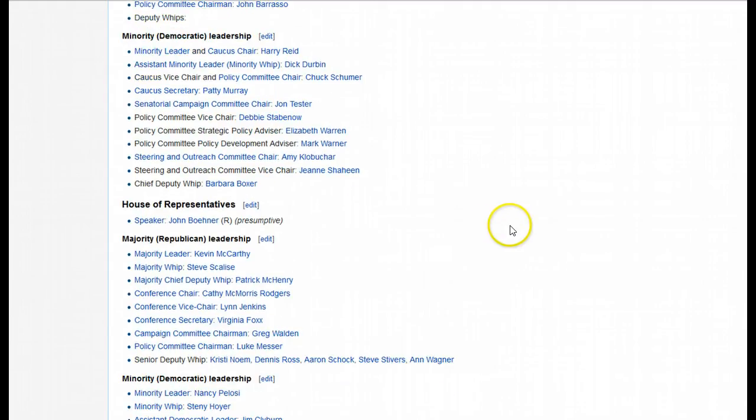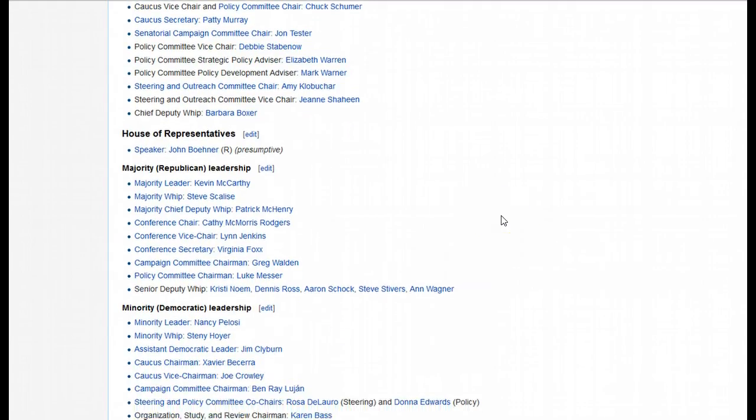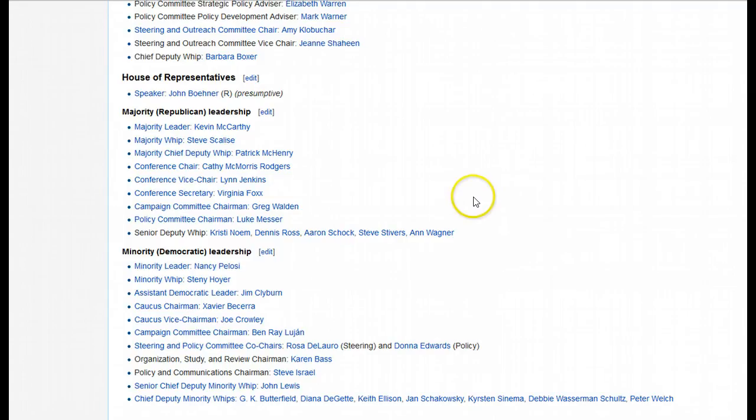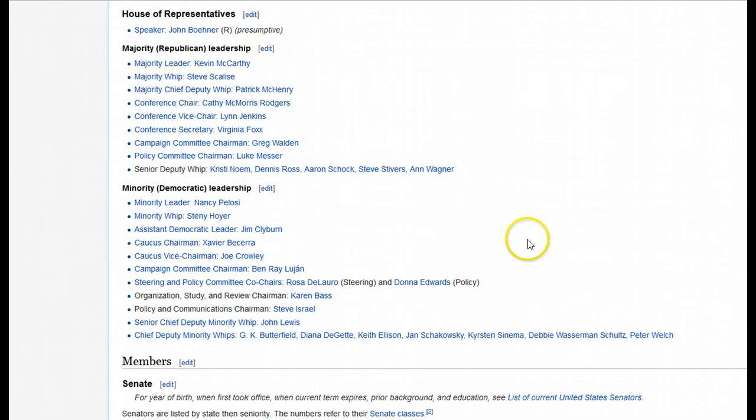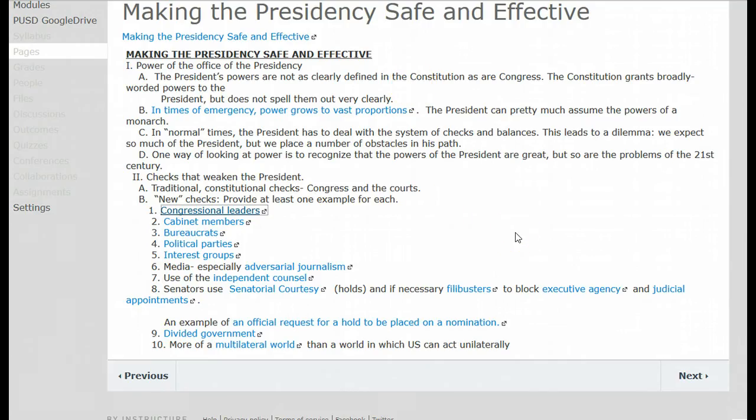Remember, in the Senate, the minority party still does have some power. In the House, once again, it will be John Boehner as the Speaker of the House with his Republican leadership there. The minority party, the Democrats, basically will not be able to do much. So congressional leaders can definitely place a check on the president because he's not going to be able to do much unless they send it to him.